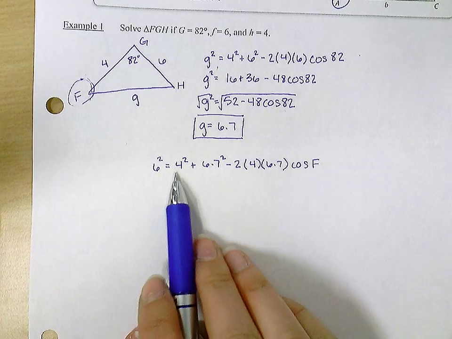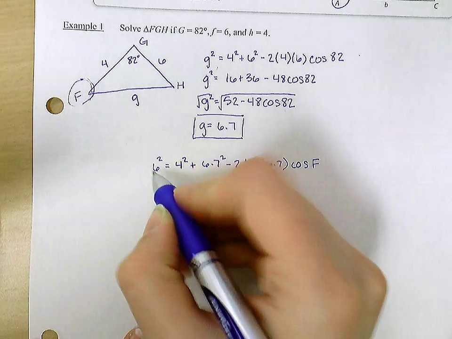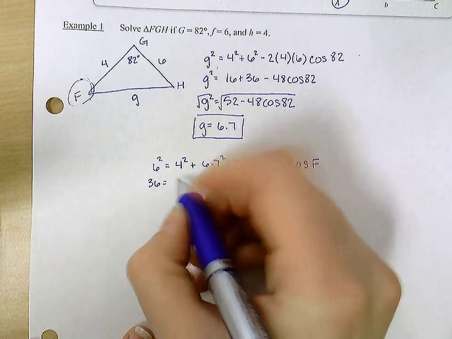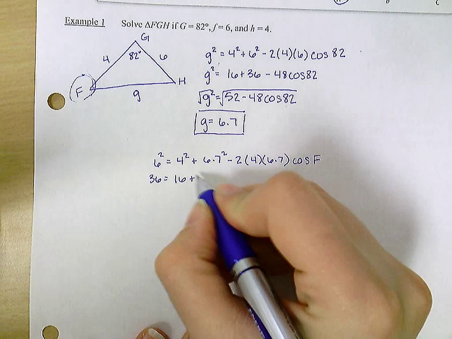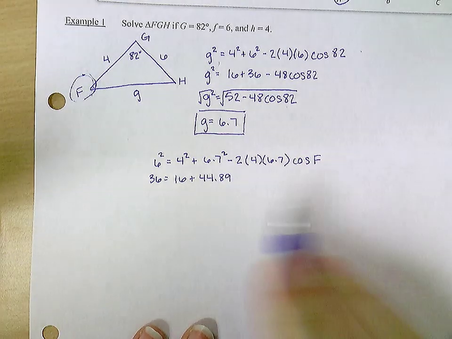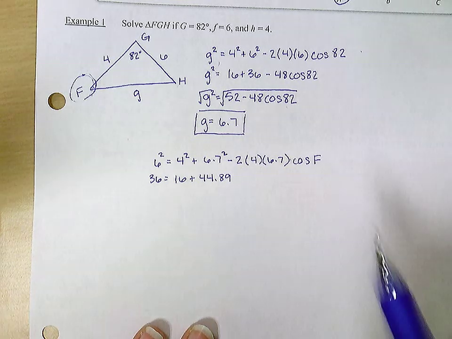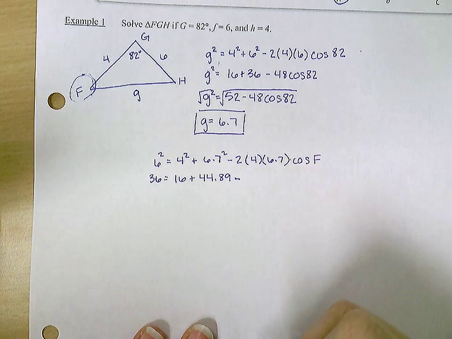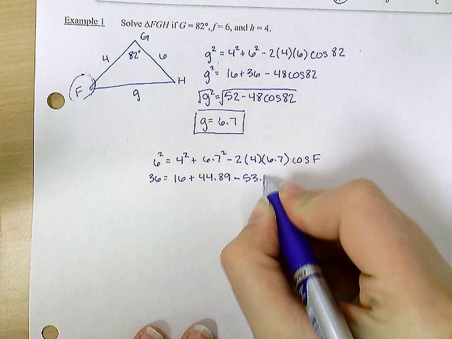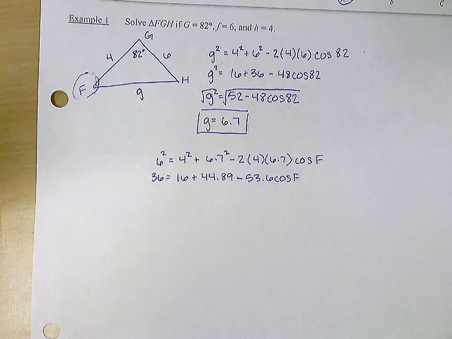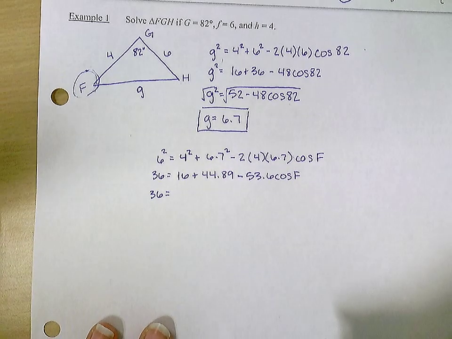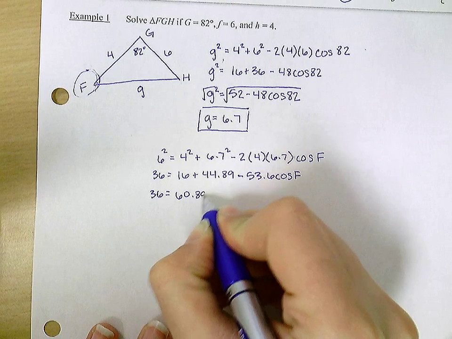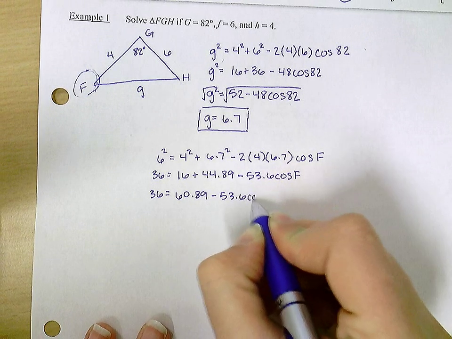Alright, so again from here I'm going to square my terms and then multiply these ones. So 6 squared is 36, 4 squared is 16, 6.7 squared is 44.89. My three terms here multiplied together is 53.6. Okay, so again, I can add these two terms together. So I have 36 is equal to 60.89 minus 53.6 cosine of F.